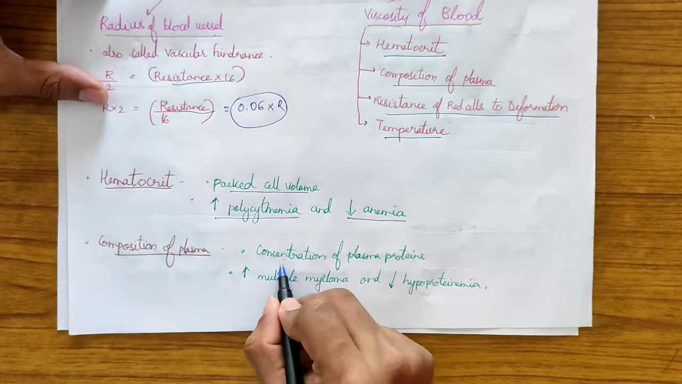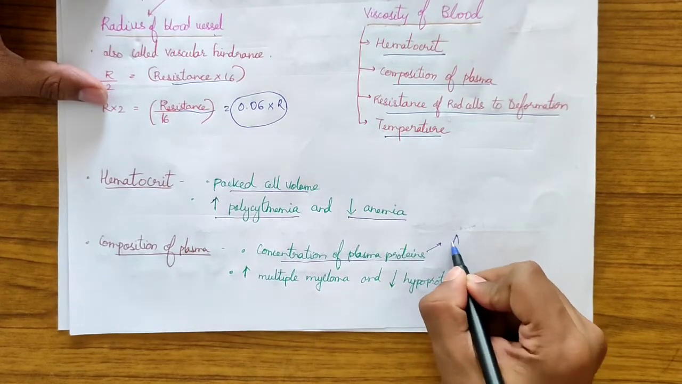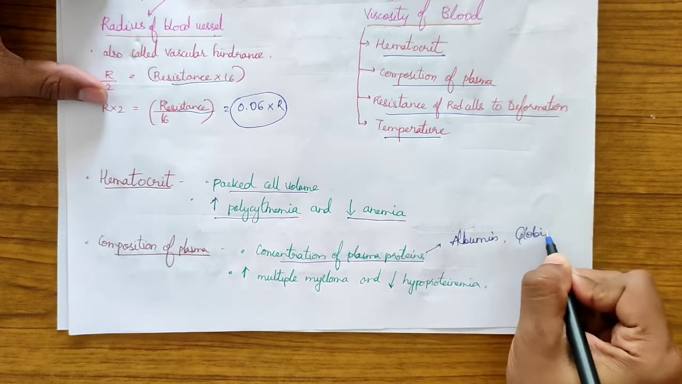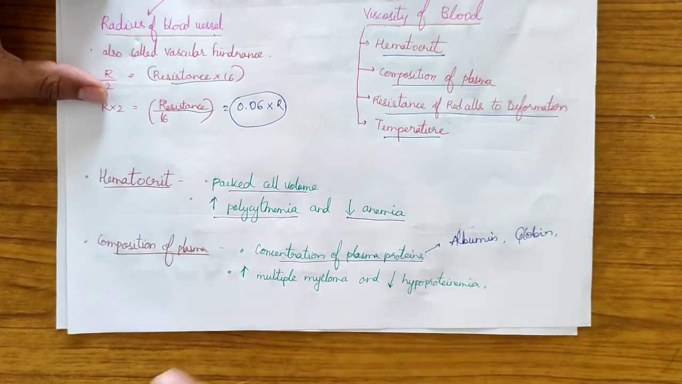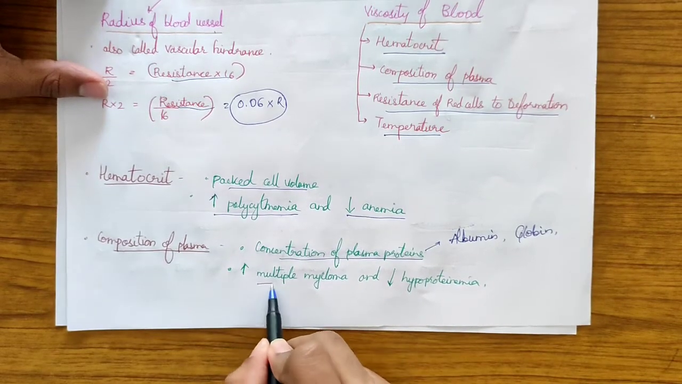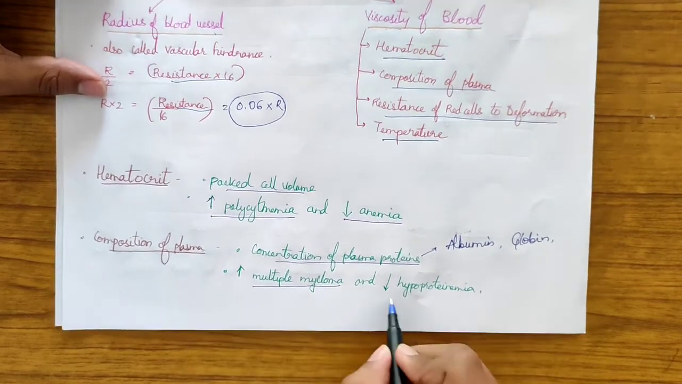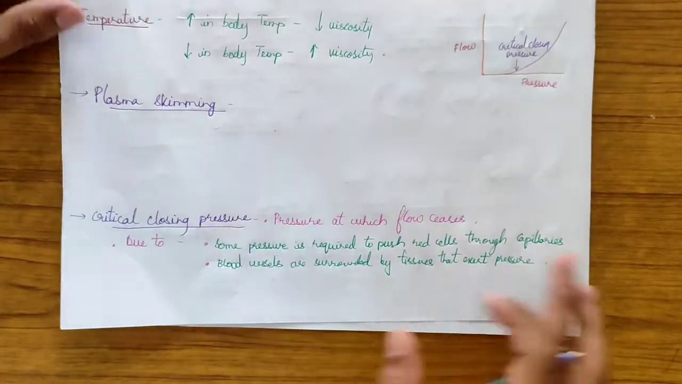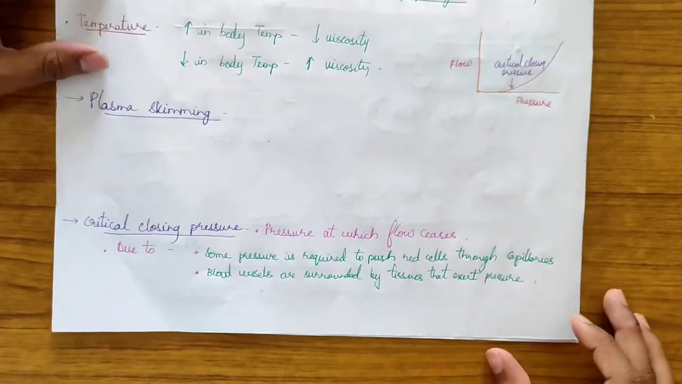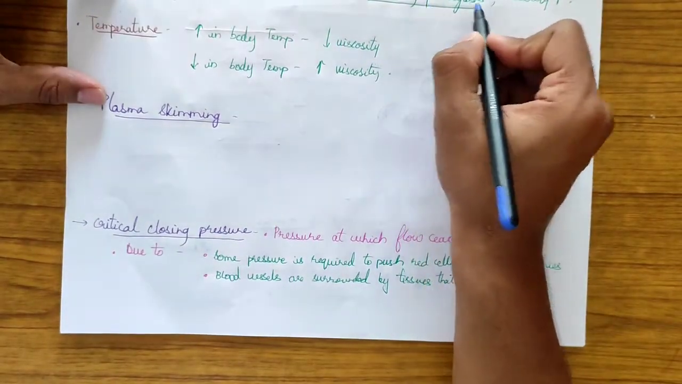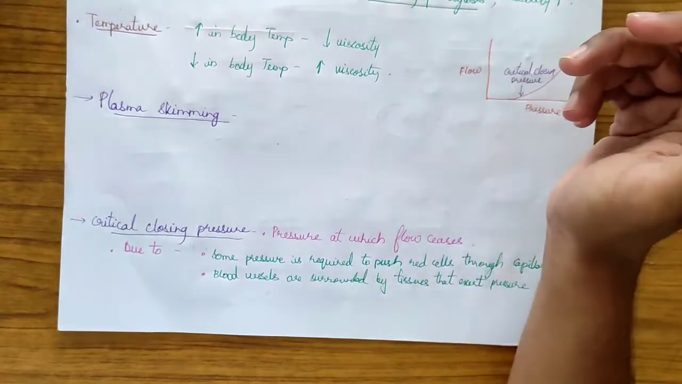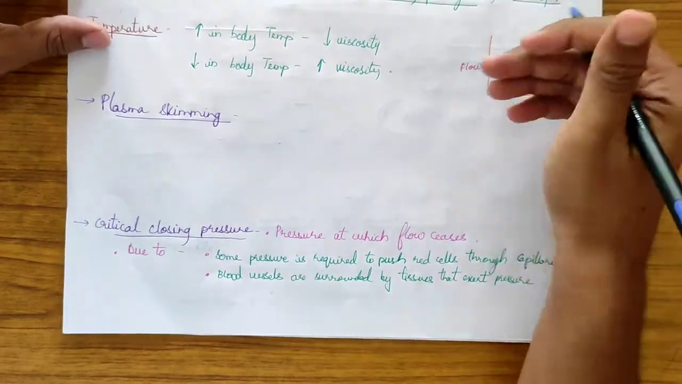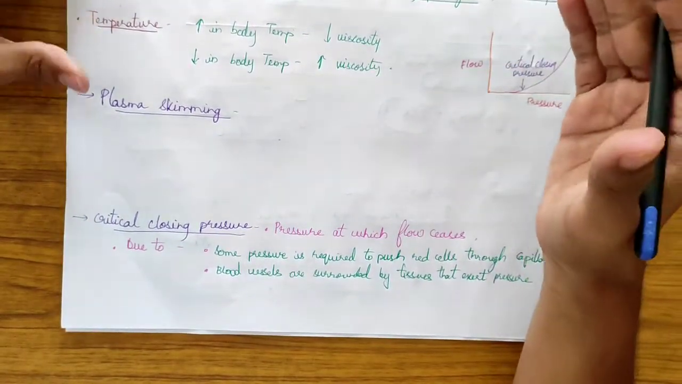The next one is the composition of the plasma. So it is nothing but the concentration of the plasma proteins, that are albumin, globulin and such plasma proteins. It is increased in the case of multiple myeloma and decreased in the case of hypoproteinemia. So the next factor is the resistance of red cells to deformation. In the case of hereditary spherocytosis, the red cells are resistant to deformation. So in that case, the viscosity increases and thereby increases the resistance to the blood flow.